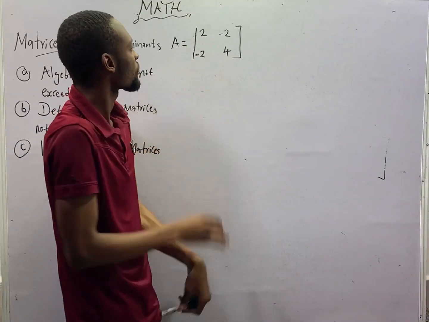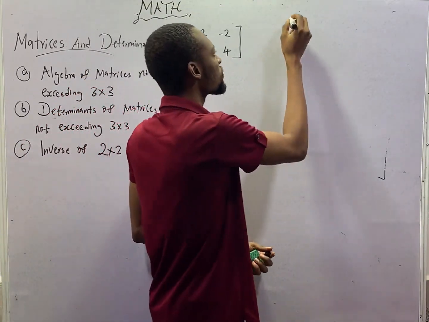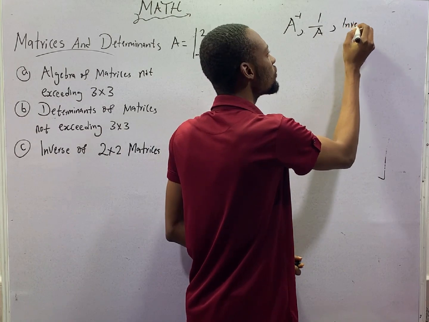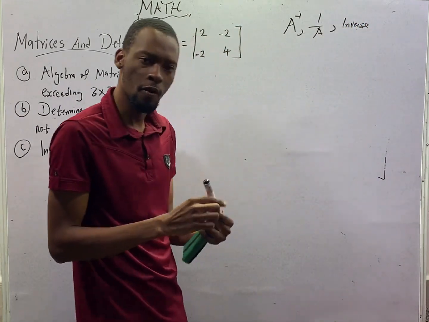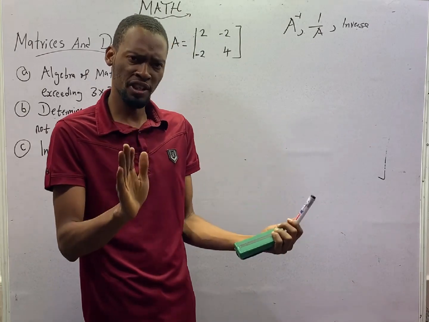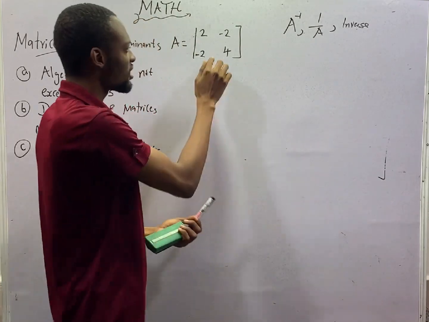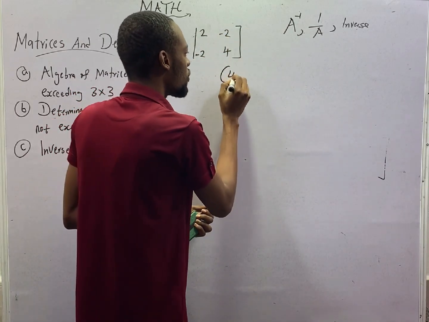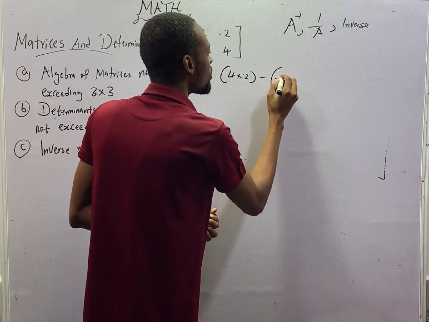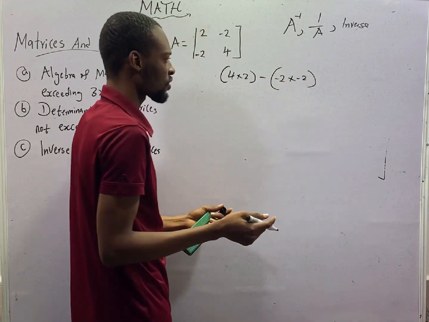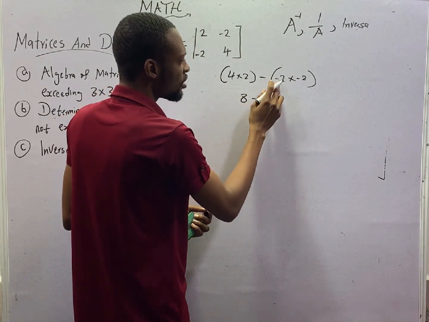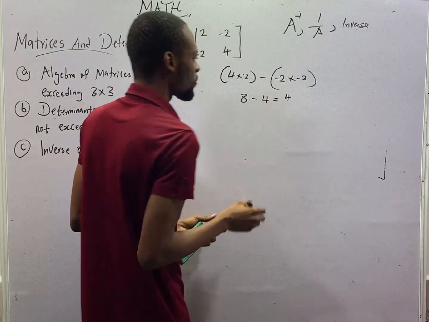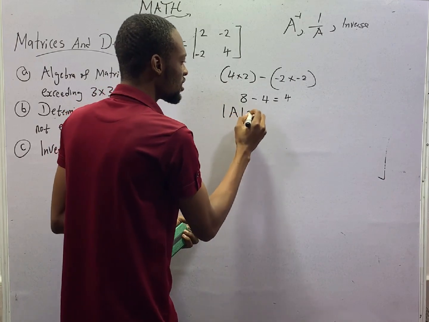Even this matrix A, this is a 2 by 2 matrix. If you are told to find A raised to the power of minus 1 or 1 over A or A inverse, you simply, first of all, find the determinant of A. How do you do that? You say this times this minus this times this. And what is that? 4 times 2 minus 2 times minus 2. That would be 8 minus 2 times minus 2. That is plus 4. So 8 minus 4. This will give you 4. So the determinant of A is equal to 4.